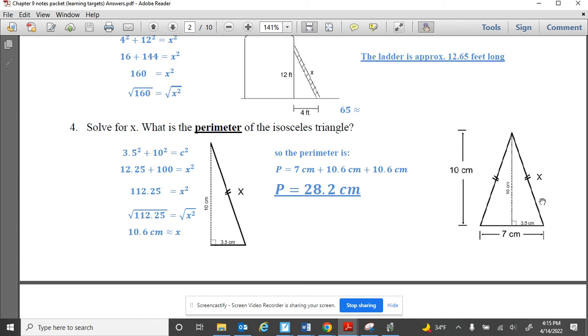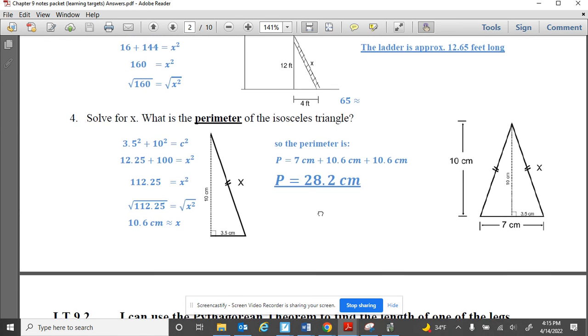So to find the perimeter, we add up 10.6, 10.6, and 7. Adding all that together, we get 28.2 centimeters. So we can go ahead and pause that there.